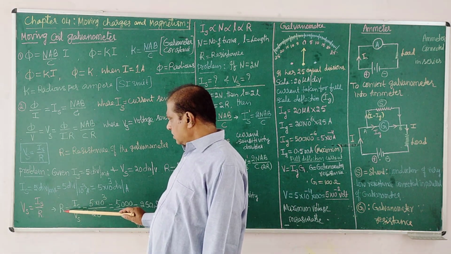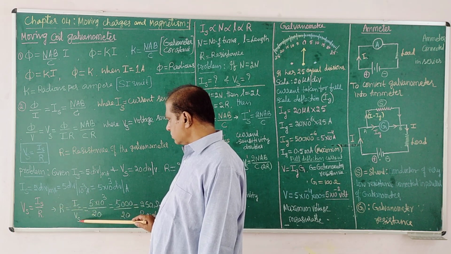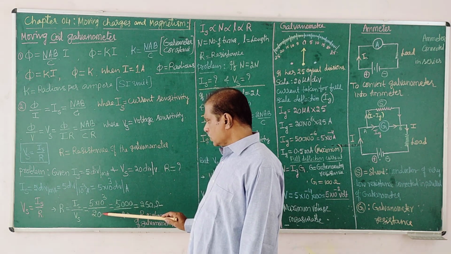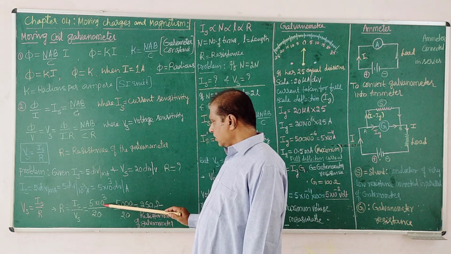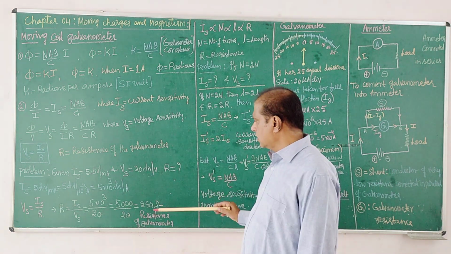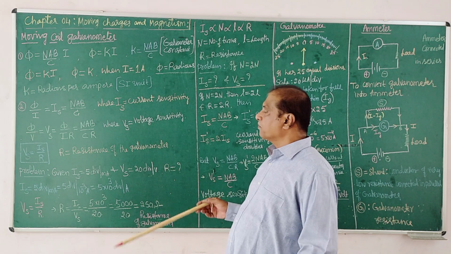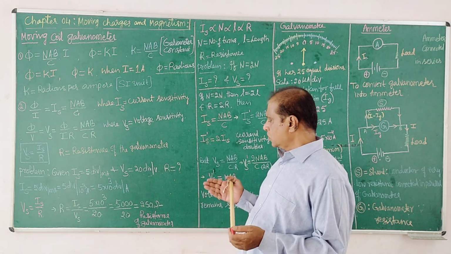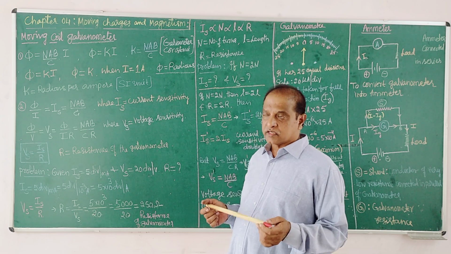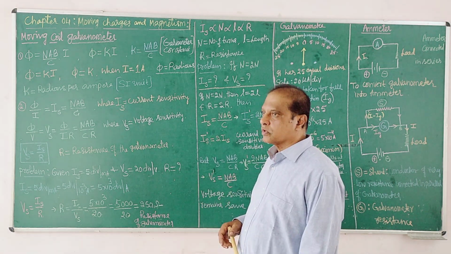Rewriting this equation, R is Is divided by Vs. Substitute for these values. Vs is this. Simplify, we get 250 ohm. So the resistance of the galvanometer is 250 ohm. So knowing the sensitivities, we can calculate the resistance of the galvanometer. This is one such problem.